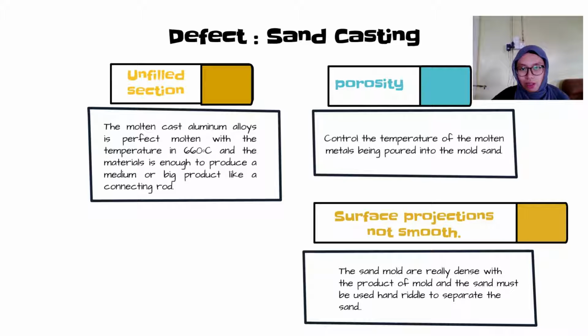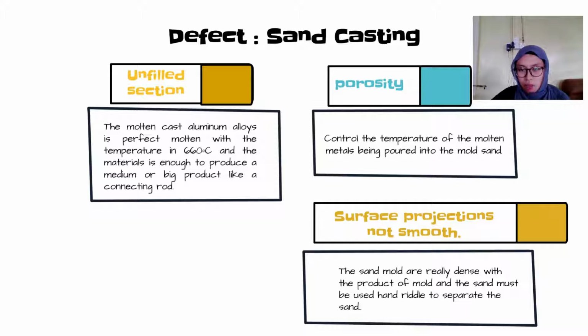The second defect is porosity. Porosity is caused by the temperature of the melt being higher than 660 degrees Celsius for aluminum alloy, and by poor permeability of the sand with high moisture. Porosity can be reduced by controlling the temperature of the molten metal being poured into the sand mold and reducing the moisture of the sand.